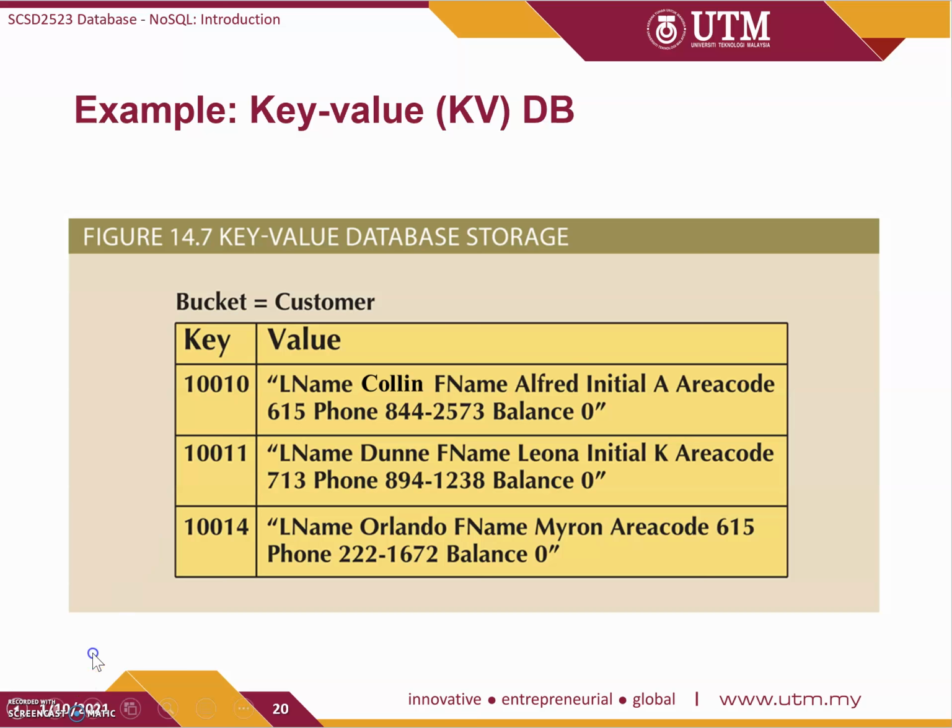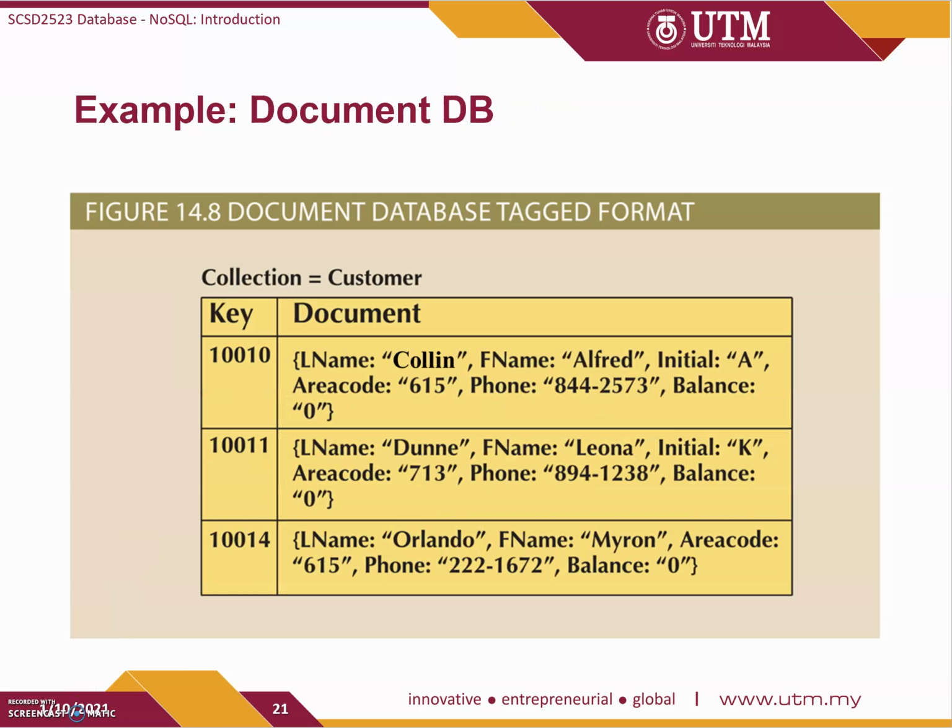Secondly is the document database. The document database is also a subtype, which means it has the same representation of key-value pairs, but the difference in the document database is that it is in terms of key and document. So when you write in the column here, the document is the representation of all the tables, and it is written in tag format.